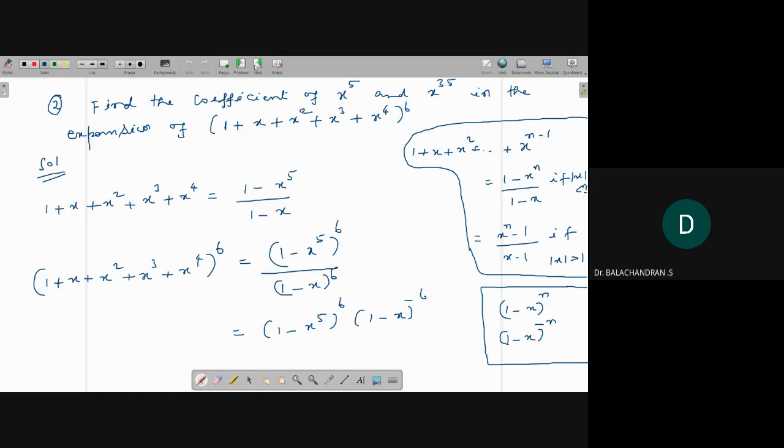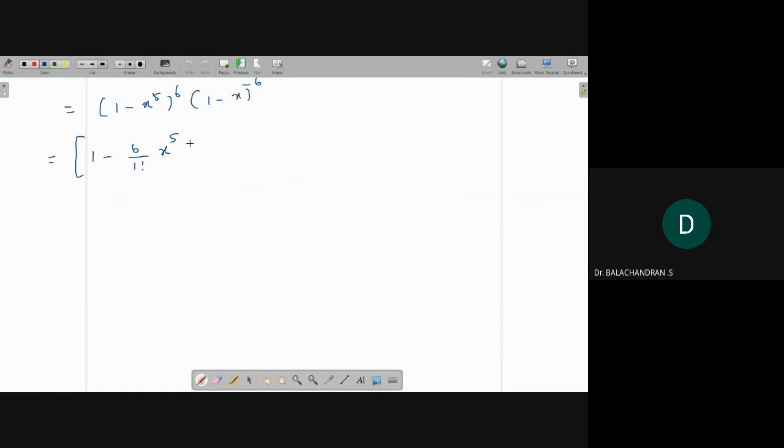Okay, so I will write one more term here. What is the next term? Plus n into n minus 1, n minus 1 is 5, by 2 factorial into x square, that is x power 5 whole square. X power 5 whole square is x power 10. And then alternatively, plus, minus, plus, and then minus, and so on.